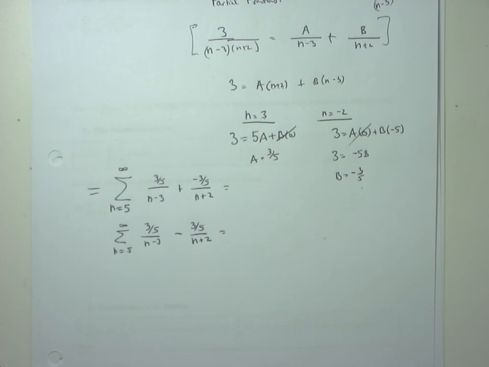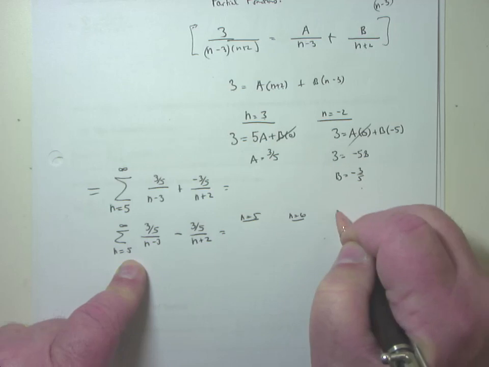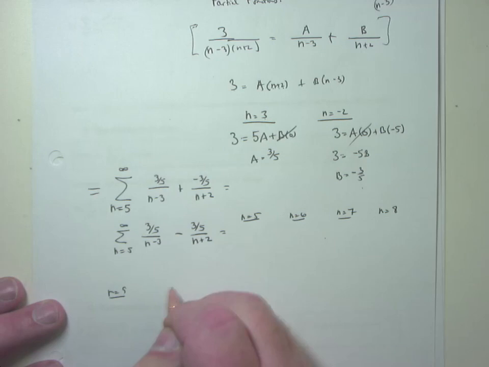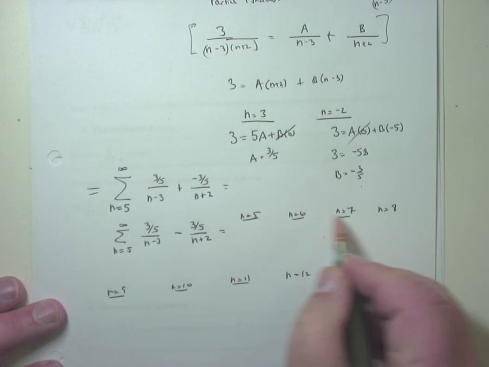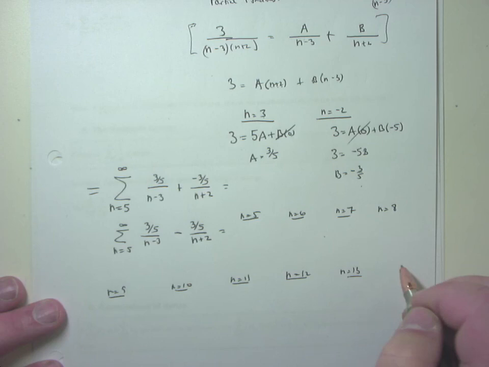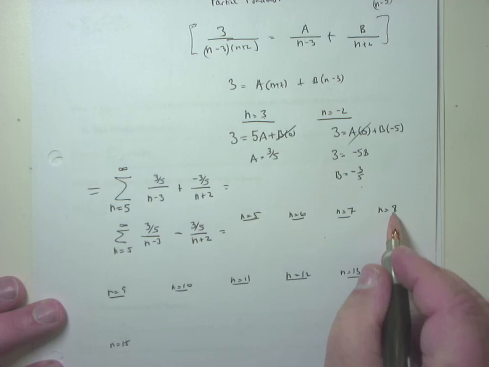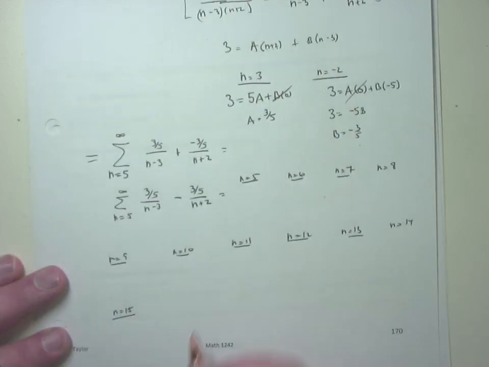What? 11 numbers. What number are we starting out with this thing with? 5. N equals 5. N equals 6. N equals 7. N equals 8. N equals 9. N equals 10. N equals 11. N equals 12. N equals 13. N equals 14. N equals 15. That should do it. And one more for good measure. N equals more. More is always better than less.